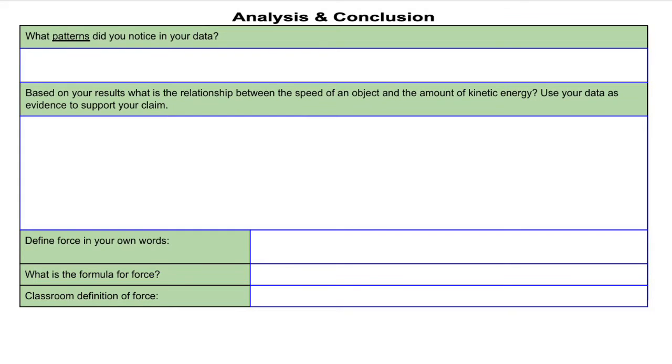But we also need to make sure we define the word force. So force is a measurement of how much energy an object has. Force can be measured as mass times the speed of an object. And so as a class, we came up with the definition that force is how much energy an object has when it impacts another object. And the formula, like I just mentioned, was force is equal to mass times acceleration.